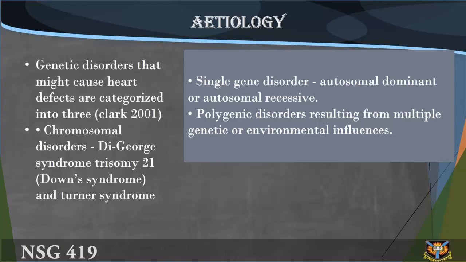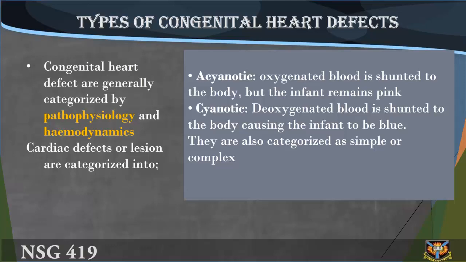Single gene disorder, which might be either autosomal dominant or autosomal recessive. Polygenic disorder resulting from multiple genetic or environmental influences. Types of congenital heart defects.